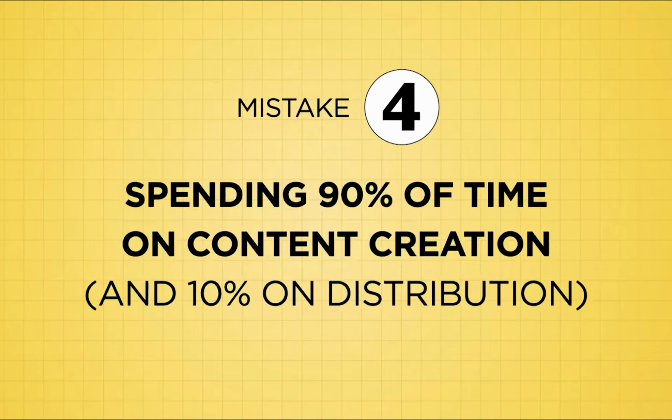Mistake number four, spending 90% of your time on content creation and 10% or less on actually distributing that content. This is actually common because, 20 years ago, I was an author, very common for authors, actually. You spend all of your time writing the book, and then now you've got all these books sitting around. You're like, no one's reading it. What do I do with it?